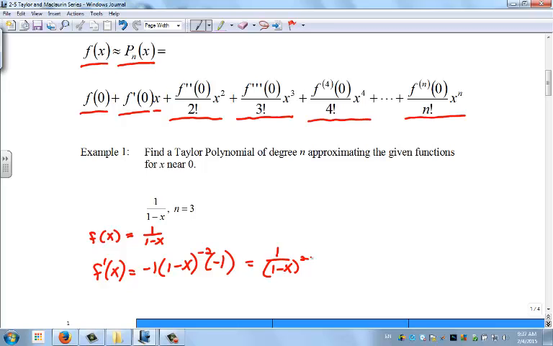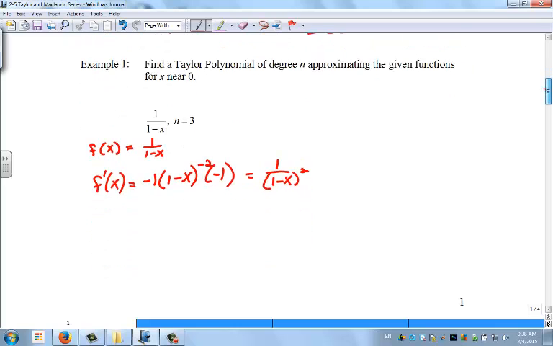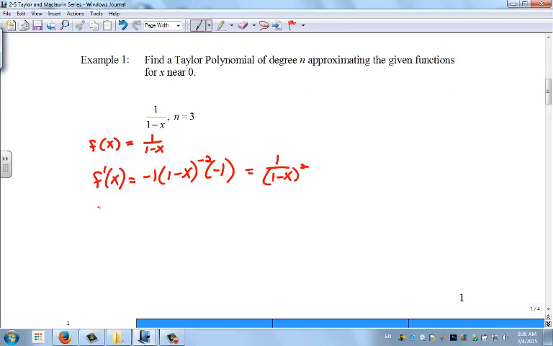Now we're going to find all of these values at 0, but first let's do all the derivatives. So now we're going to do f double prime of x. We need 3 derivatives altogether. So that's 1 minus x to the negative 2. So when we take f double prime of x, it's going to be negative 2 times 1 minus x to the negative 3 times negative 1, which is the derivative of the inside. Again, the two negatives will cancel each other, and we end up with 2 over 1 minus x to the third power.